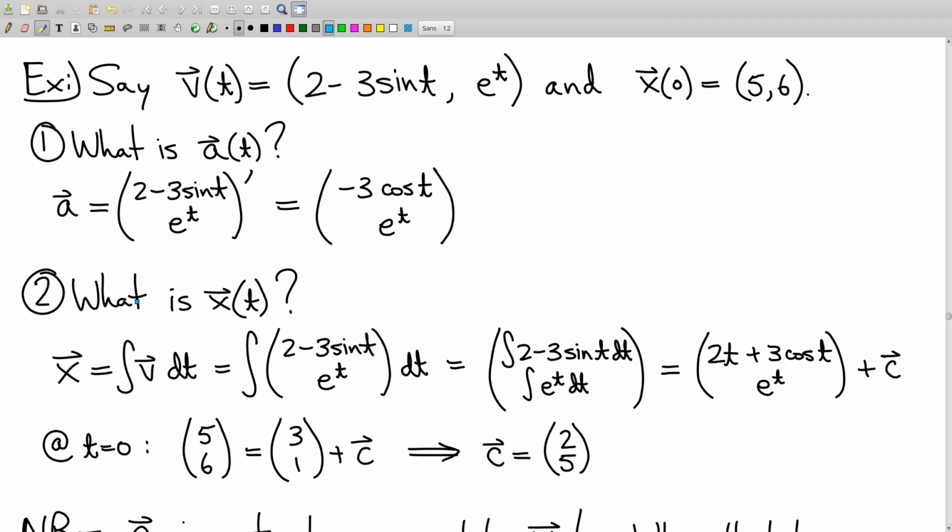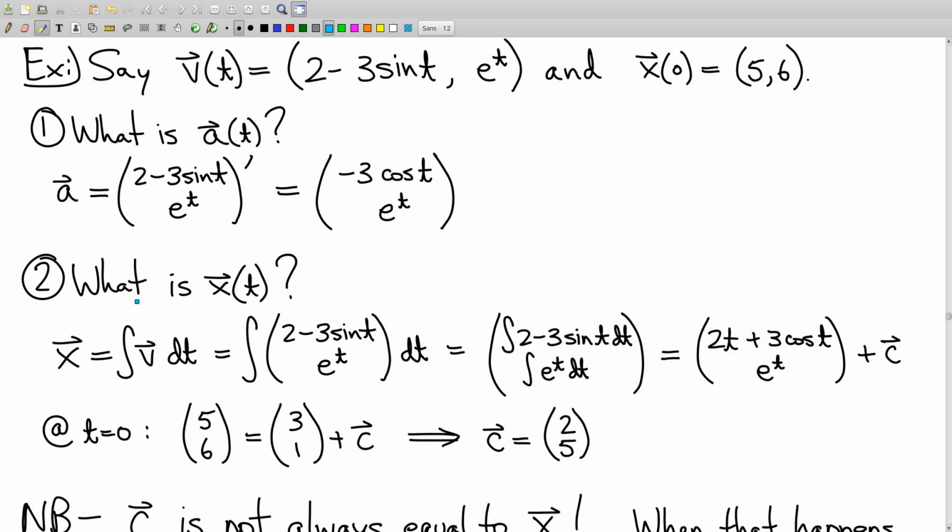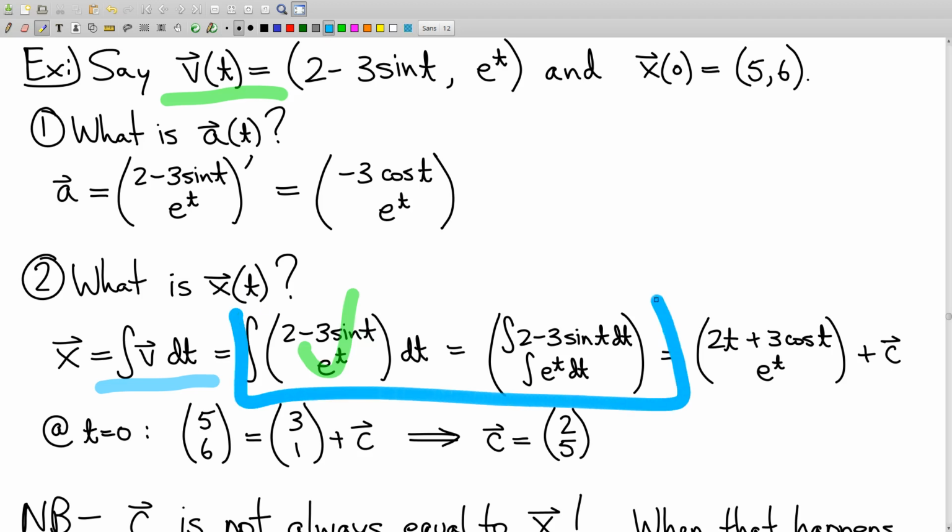Okay, moving along. So let's actually do this one now here. Antiderivative of velocity. No problem. The velocity was given. Here it is. Right? Velocity right there. Take that antiderivative one component at a time, as one might expect. Right? Easy integrals, you can do that, of course.